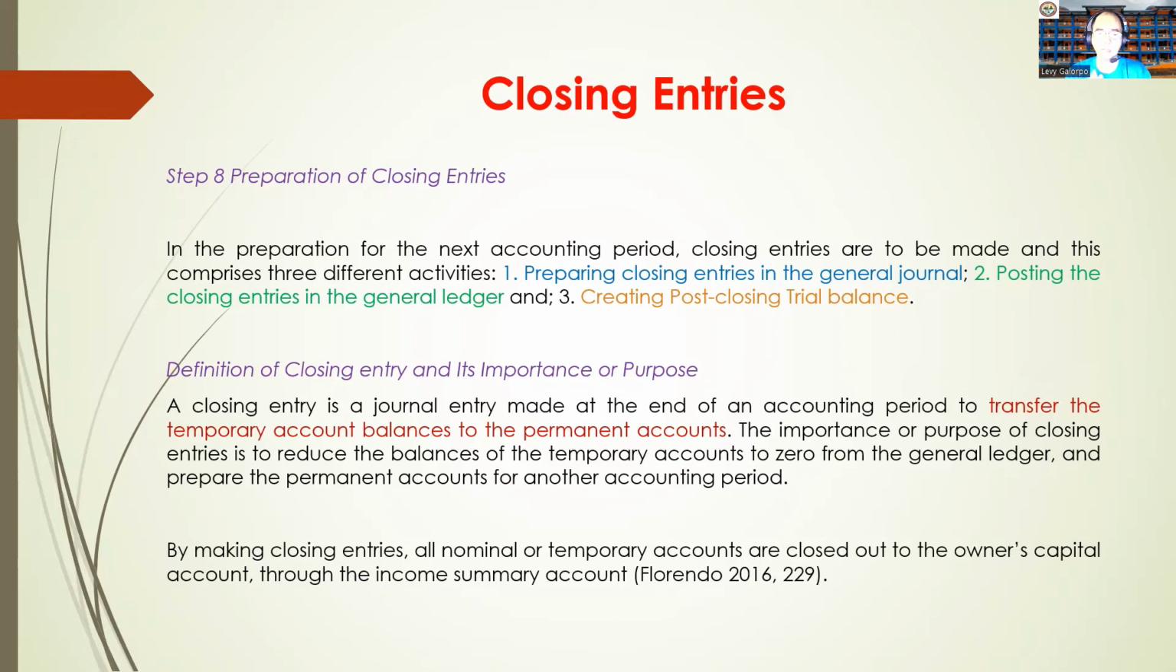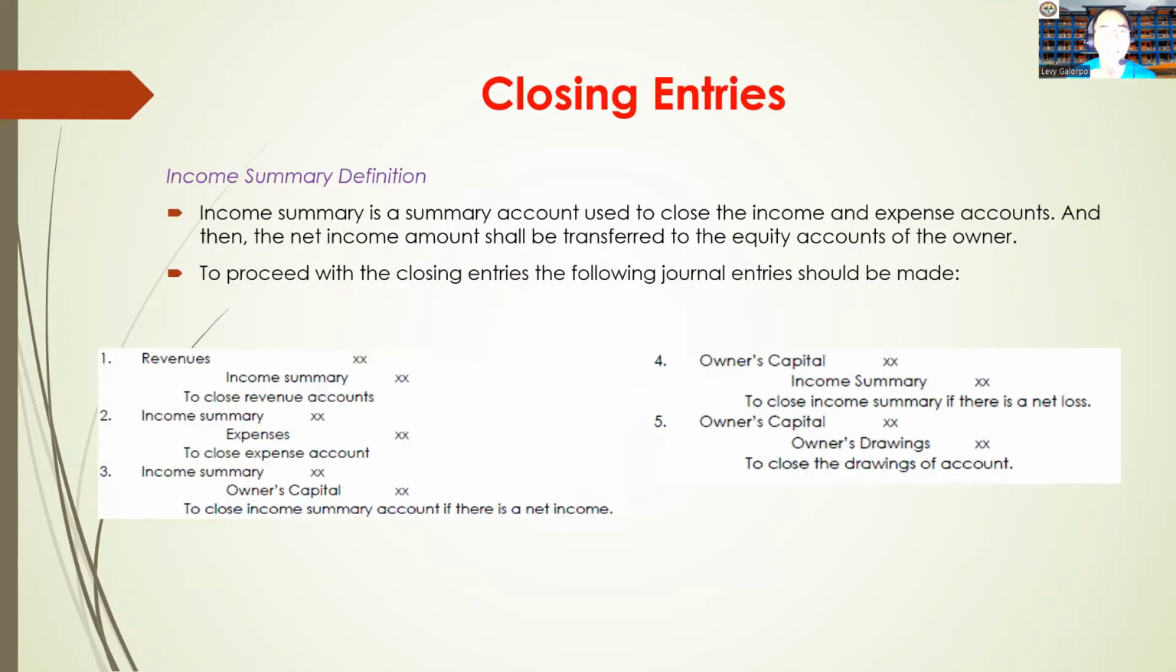So by making closing entries, all nominal or temporary accounts are closed out to the owner's capital account through the income summary account. Paano ginagawa yan? Income summary is a summary account used to close the income and expense accounts. And then, the net income amount shall be transferred to the equity accounts of the owner. So una, i-close mo yung nominal accounts sa income summary, and then yung income summary sa capital or doon sa equity.